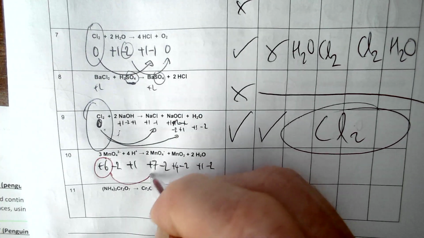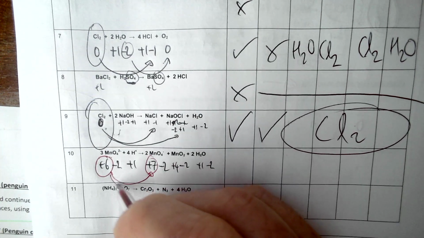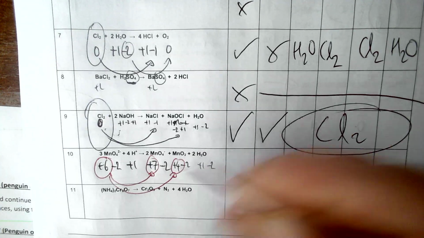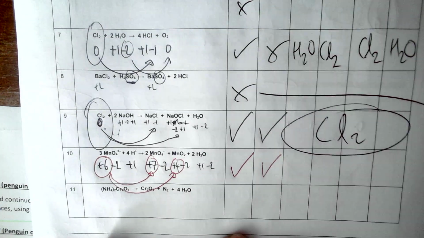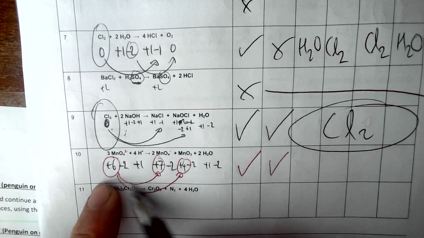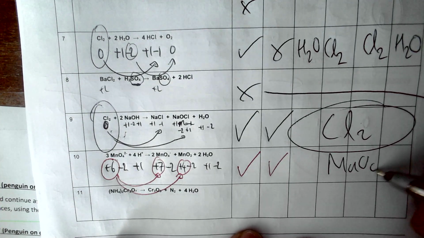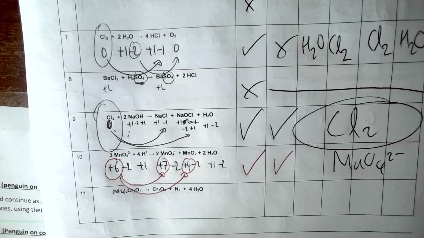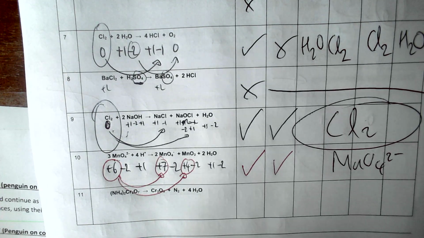Right, manganese goes from +6 to +7. Manganese goes from +6 to +4. This is redox and disproportionation. The manganate, MnO4 2-, is getting oxidized and reduced, so it's MnO4 2- that is both of those chemicals. Final one.